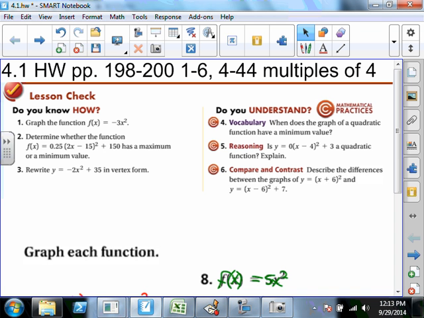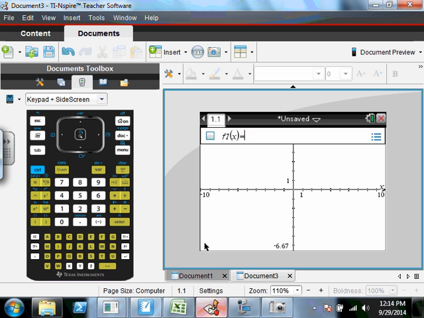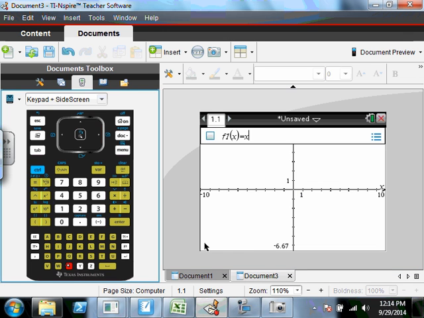When does the graph of a quadratic function have a minimum value? When the graph opens up. And what happens when the graph opens up? It goes up to infinity. So let's say when the graph opens up. But there's something else about it. I don't know if you remember this from last week. We graphed the parent function like this. Remember doing that?